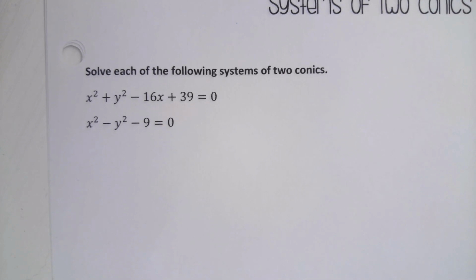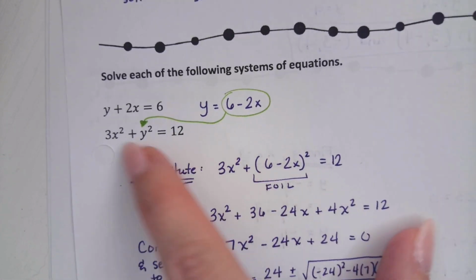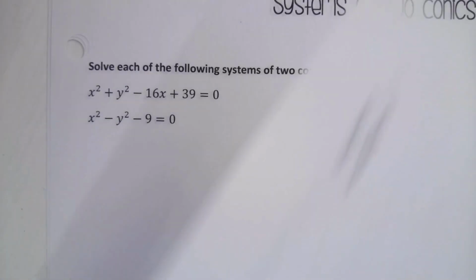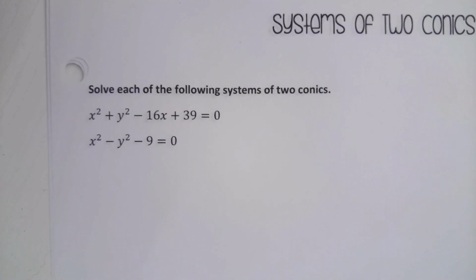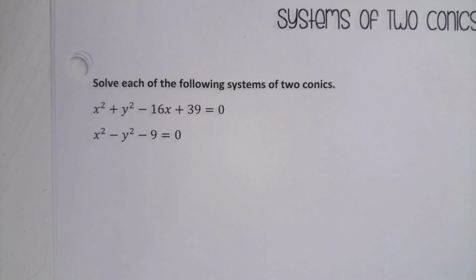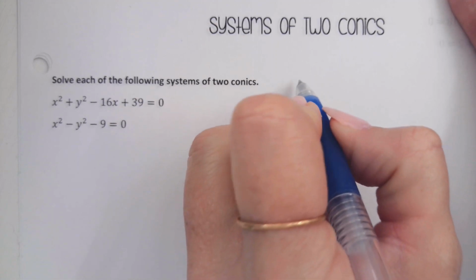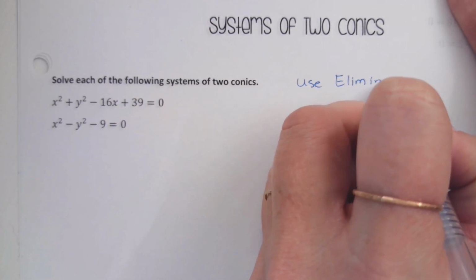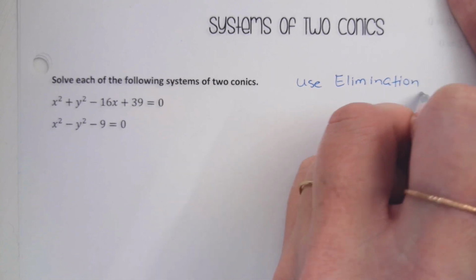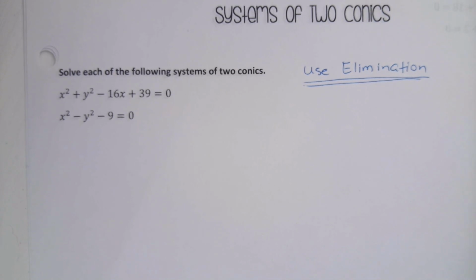Okay, so looking at these two, when we did conics with a linear function, we could use substitution because it was very easy to isolate a variable. We probably don't want to use substitution on these. We probably want to use elimination. Let's put a little note out here. On these, we want to use elimination. Isn't that where you just subtract the two? Yeah, you add or subtract the two to try and eliminate one whole entire variable.